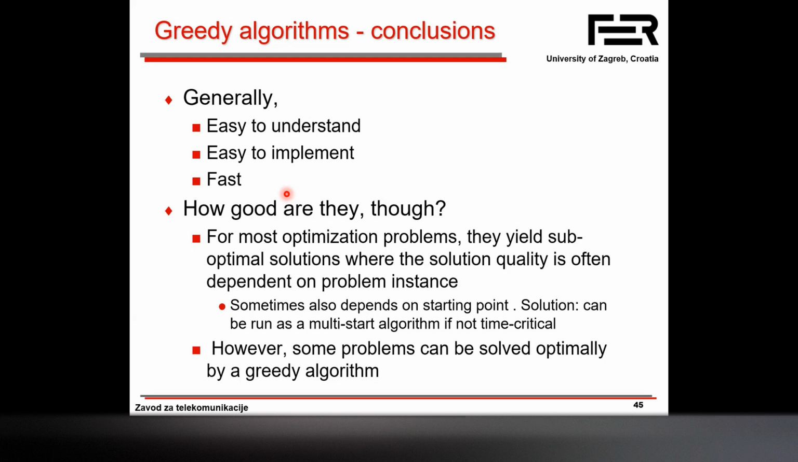However, what we did see is that some problems can be solved optimally by using a greedy algorithm, such as minimum spanning tree and so on. So Dijkstra's algorithm, these are examples where there is absolutely no need to use some kind of metaheuristics, where we can actually solve the problem easily.